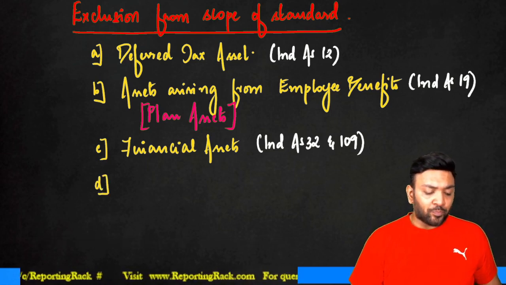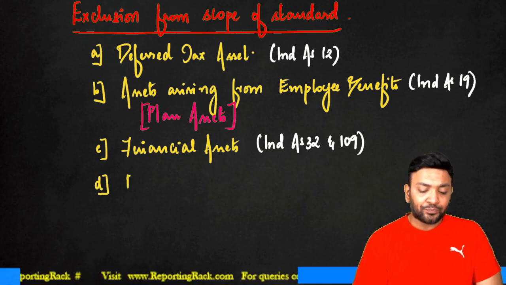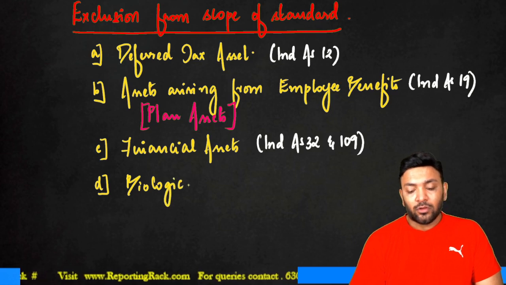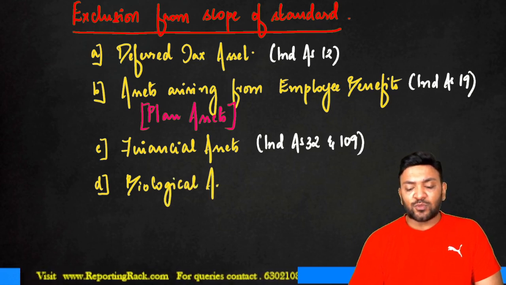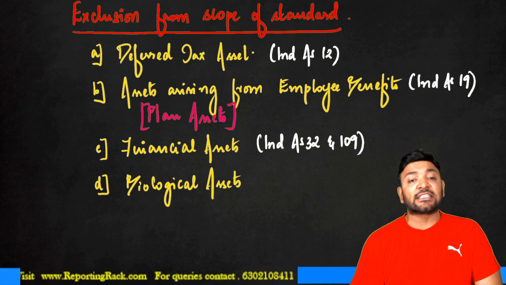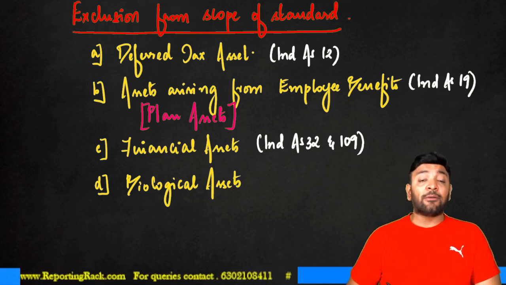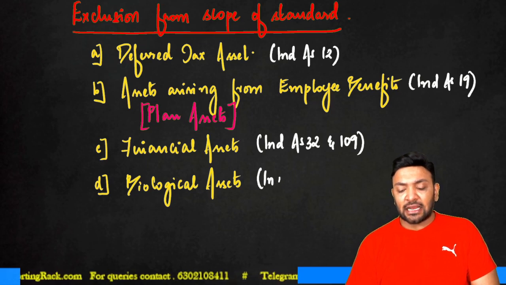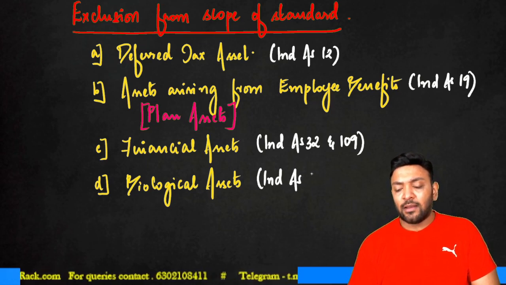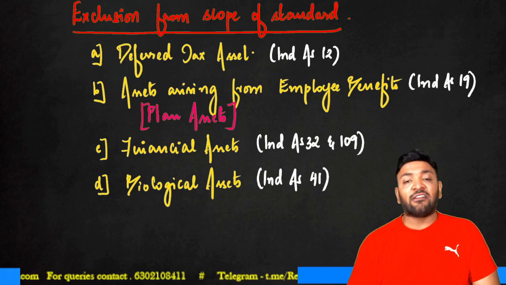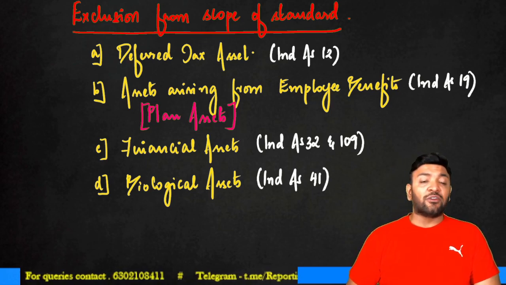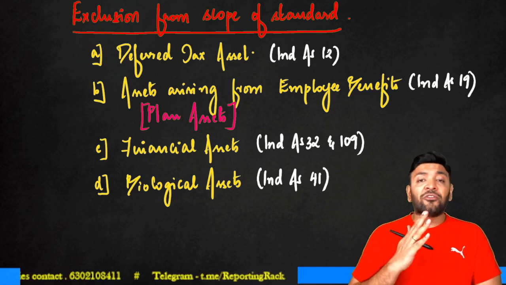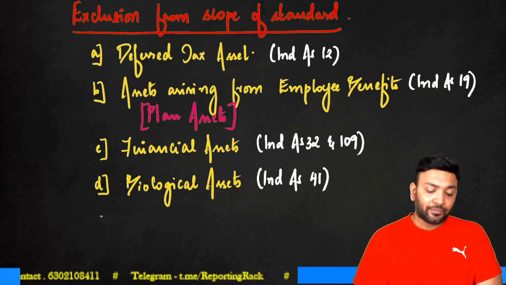Next one, biological assets. This word biological assets we did come across under Ind AS 16, where we differentiated them from bearer plants. These biological assets are covered under Ind AS 41. They are primarily carried at fair value. So this concept of held for sale does not emerge because it does not meet the criteria of non-current assets.